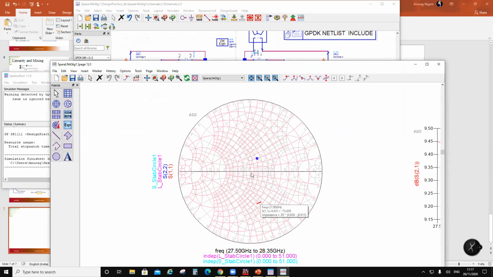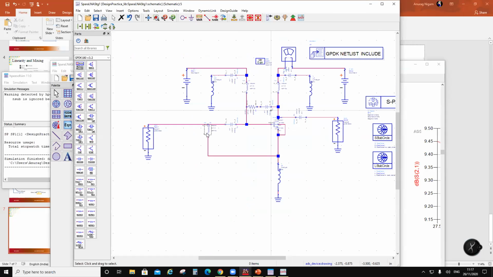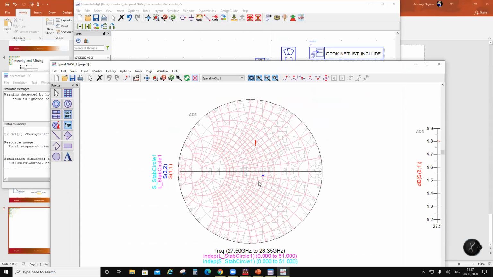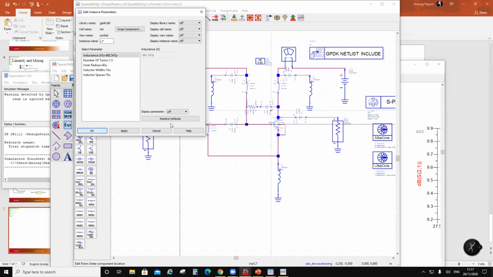It seems like I need a series inductance here, right? So I'll take a small inductor this time. Maybe this is a small inductor. And I'll rotate it and place it over here. So this will move along the direction of the inductor. So it has exceeded actually. So this inductance was too large.